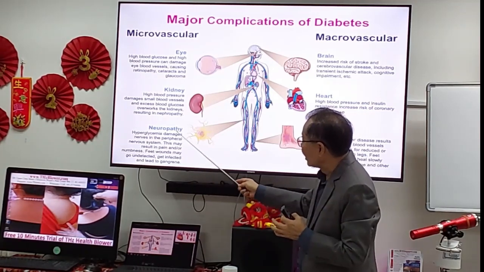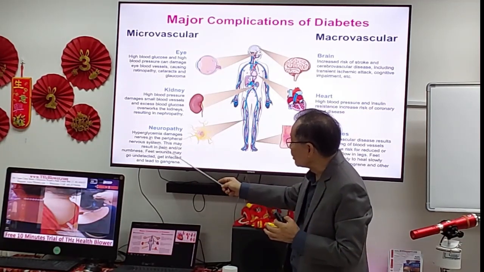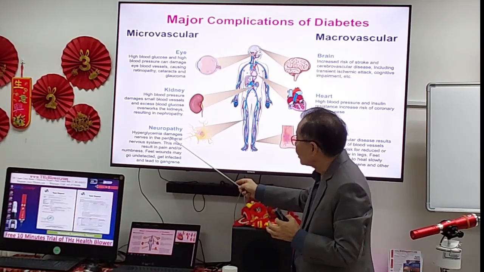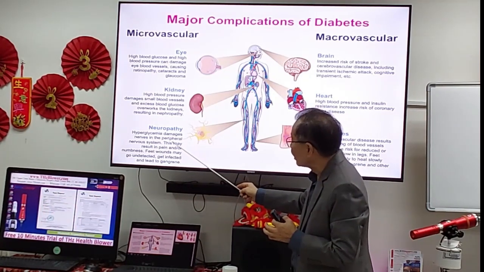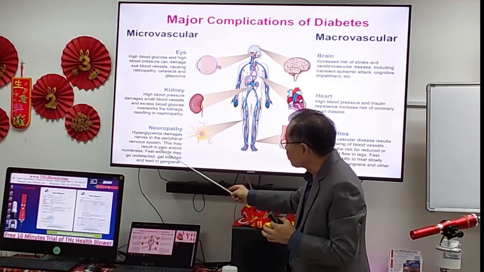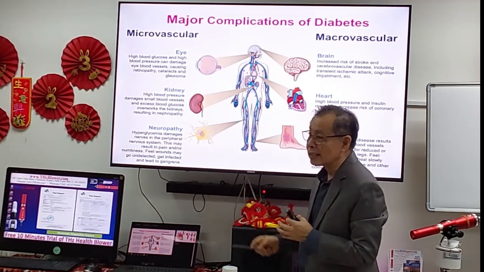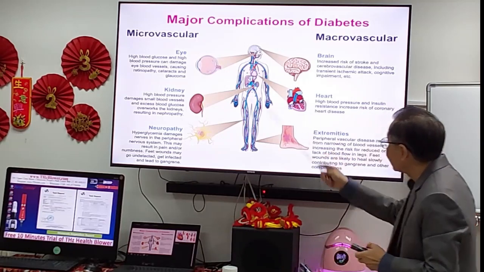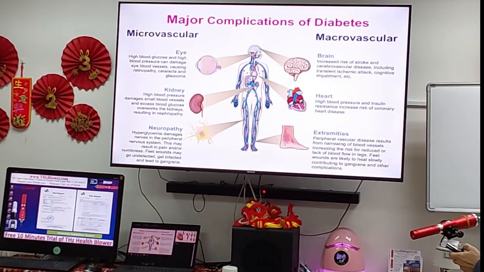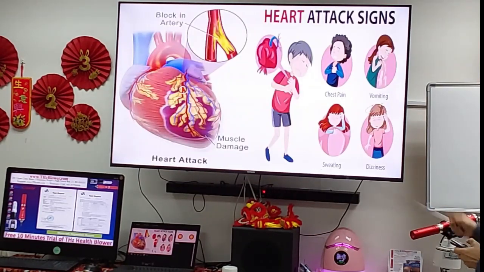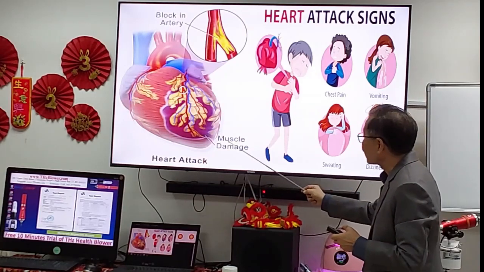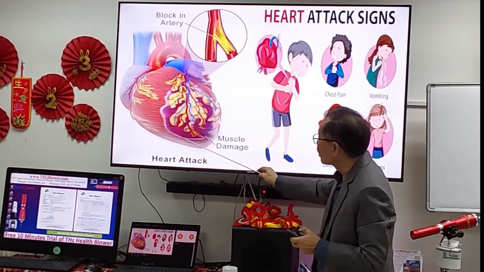And in the nerves, as I said, it can lead to damage to the nerve cells, resulting in pain, numbness, and all kinds of things. See? So, this is a good summary of the kind of things that can happen to you with diabetes. Diabetes is high blood sugar, but this is the effect of the high blood sugar. Remember that. It's a lifestyle disease. So, heart attacks in time, muscle damage.